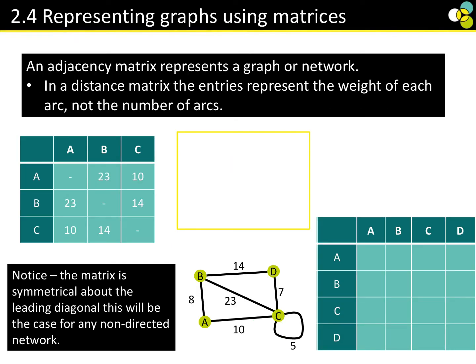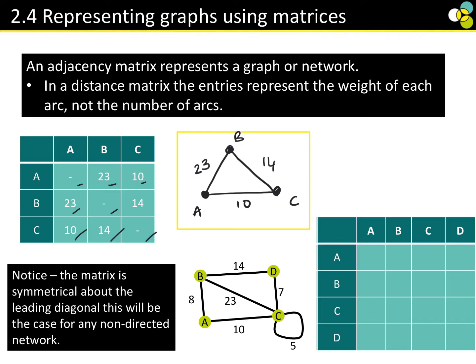Now, this time it's slightly different because this is weighted, okay? So, if I draw A, B, C again, this one doesn't represent the number of arcs, this just represents the distance. So from A to B is 23. From A to C is 10. A to B, 23, we already did. B to C, 14. Okay, and then we've already done all those.